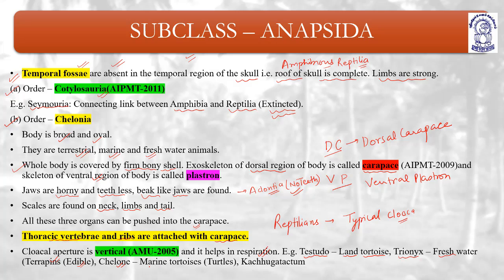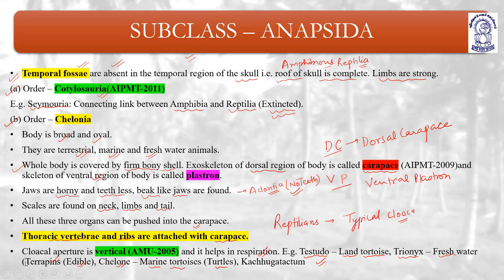Chelone, marine tortoise or turtles, also known as kachuga katkam. So the cloacal aperture is vertical in these organisms, and it helps in respiration. It includes Testudo, land tortoise, Trionyx, freshwater terrapins, which are edible, and the marine turtles, Chelone, also known as kachuga katkam.